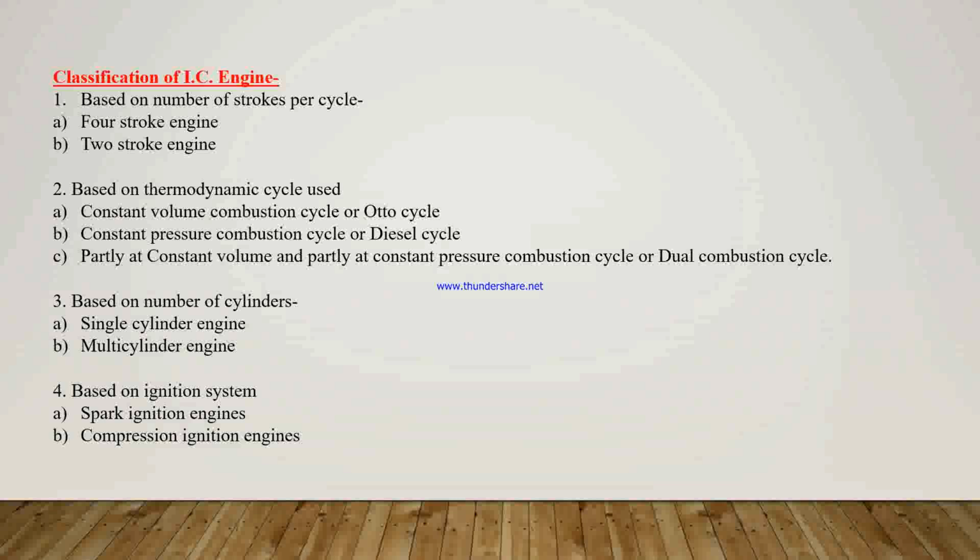Next is based on the ignition system, that is spark ignition system and compression ignition system. Spark ignition engines are also called SI engines, and compression ignition engines are called CI engines. Petrol engines use the spark ignition system for igniting the compressed charge, and the diesel engine utilizes the high temperature rise due to the high compression ratio of the cylinder. These are the 2 types.